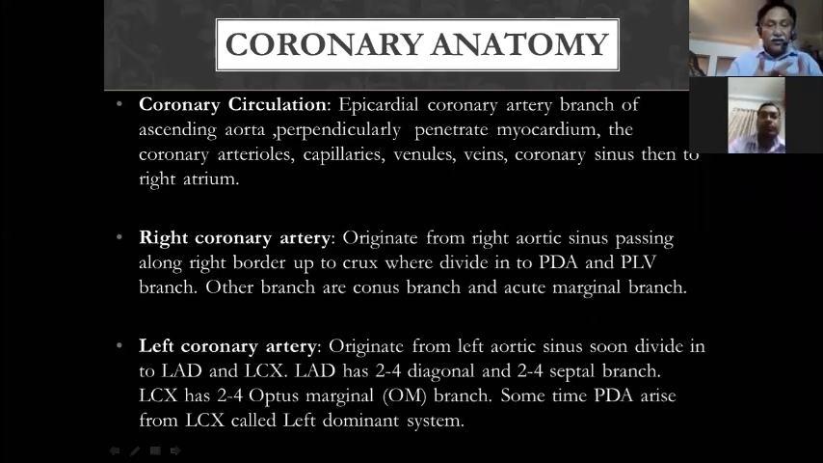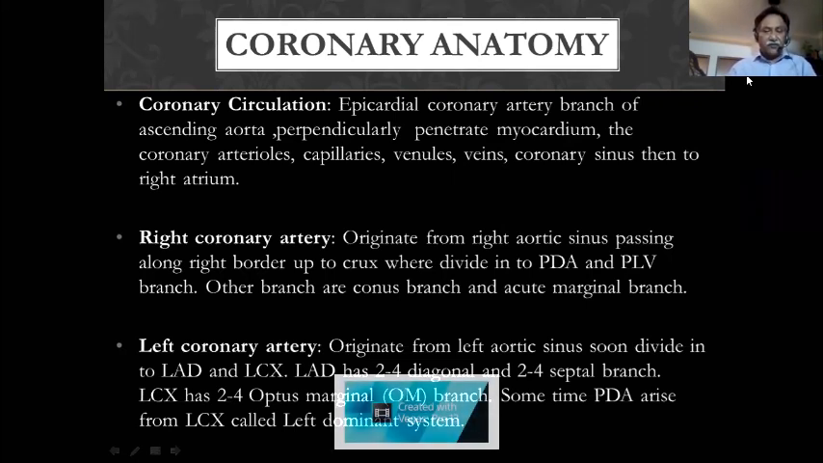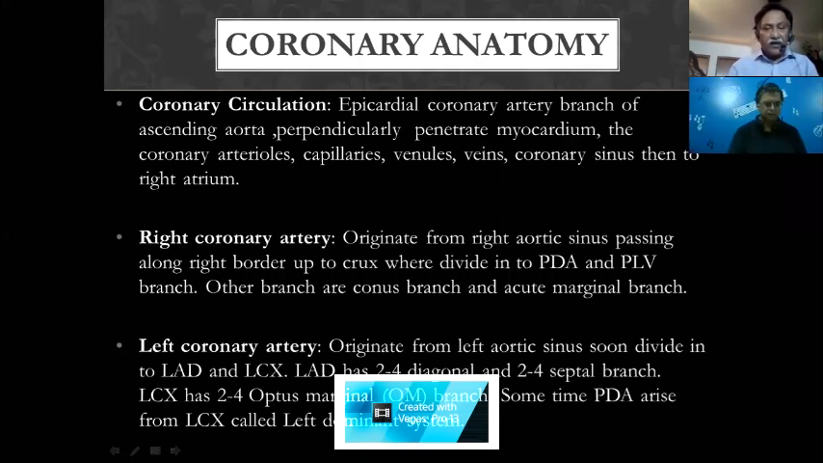right atrium. There are two main branches. The right coronary artery originates from the right coronary sinus, passing along the right border up to the crux, where it divides into PDA and PLV, and other branches, conus branch and acute marginal branch. Similarly, the left coronary artery originates from the left aortic sinus and divides into LAD and LCX.